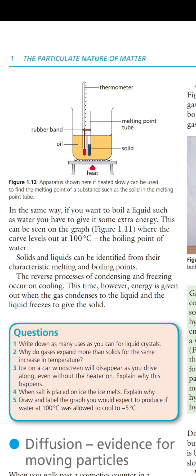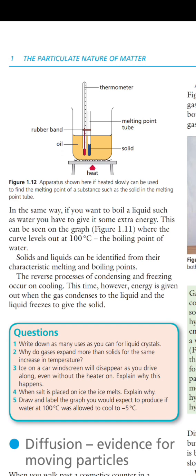3. Ice on a windscreen disappears while driving, even without the heater. Why? Answer. Because the ice sublimates. Air blowing on the ice helps it change directly from solid to gas, so it disappears. 4. When salt is placed on ice, the ice melts. Why? Answer. Salt lowers the melting point of ice. So even at temperatures below 0 degrees Celsius, the ice melts.